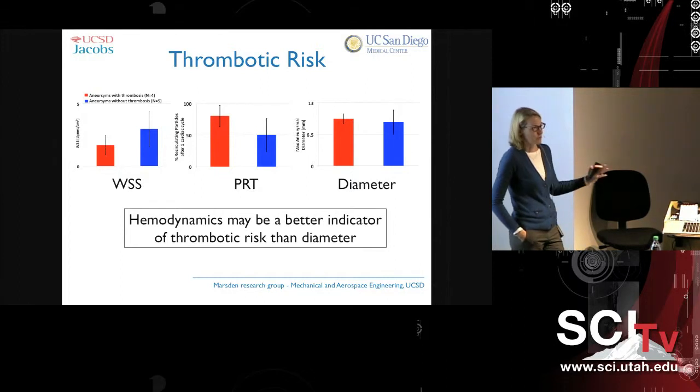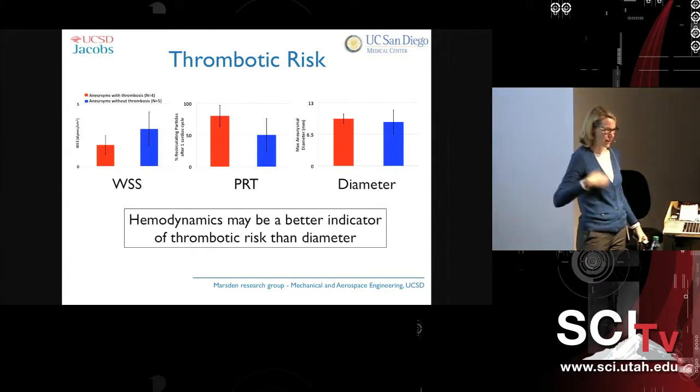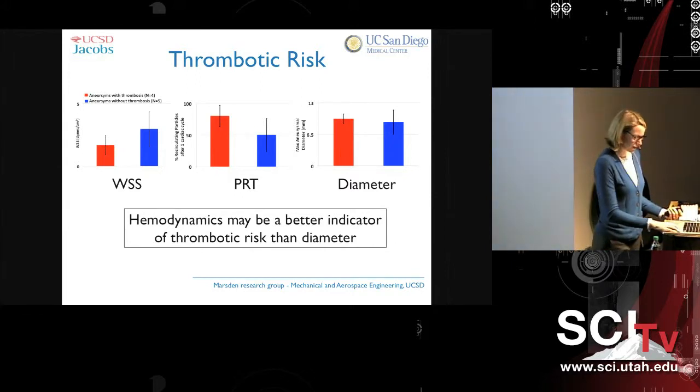And that's what leads us back into some of the challenges with image segmentation, and what happens when you need to include 100 patients or more in your study and you have a grad student or undergrad spending hours and hours segmenting all of these models.